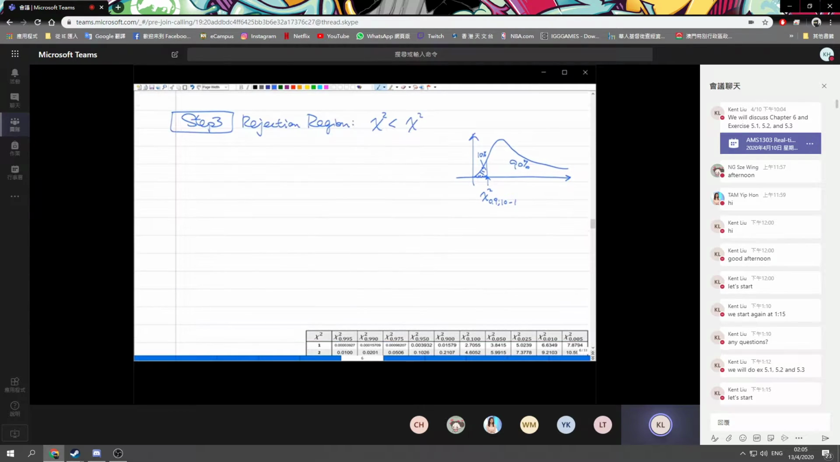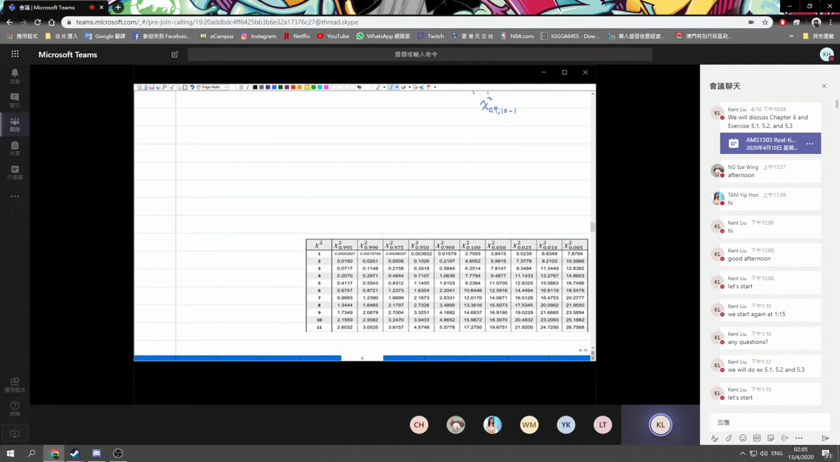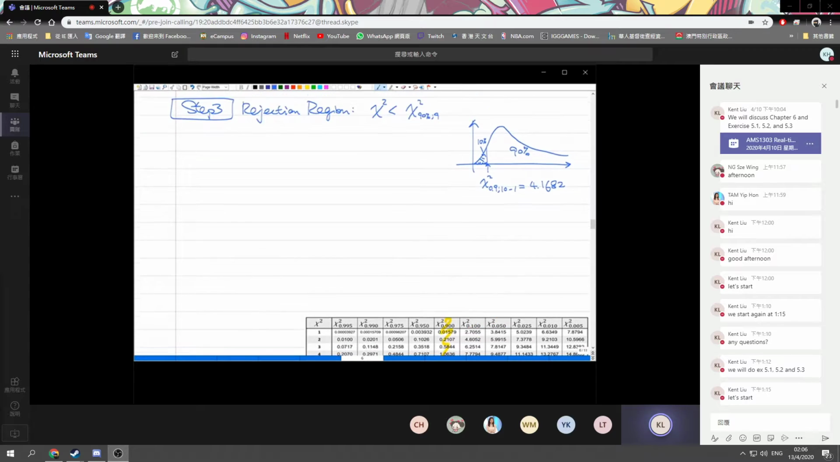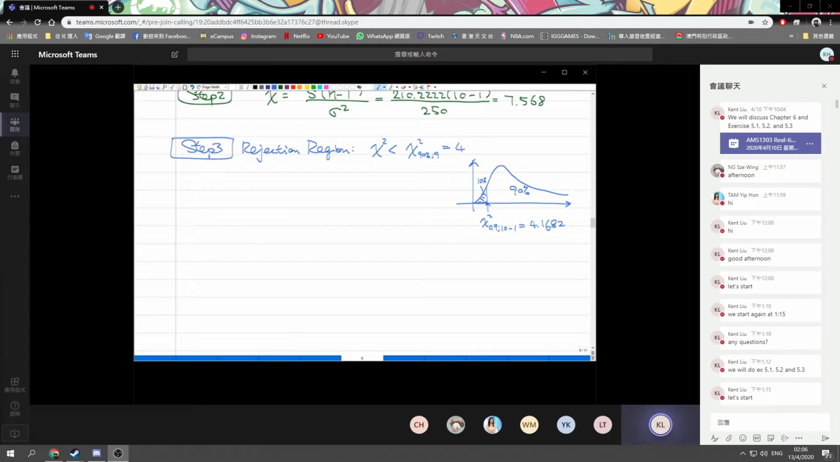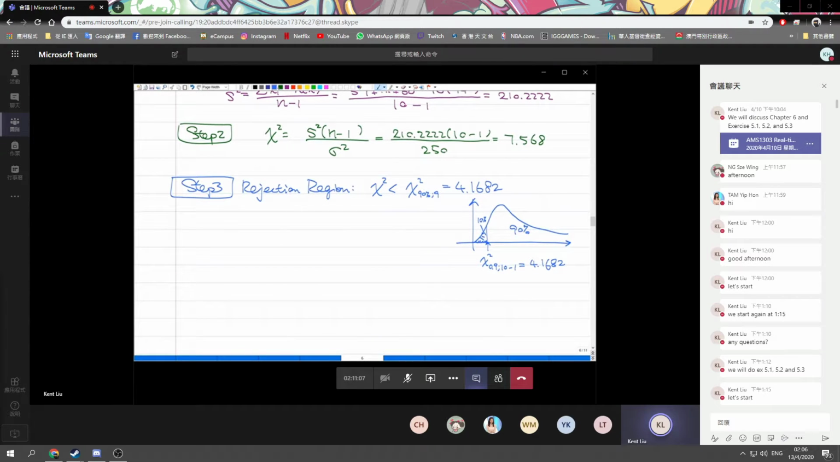Now, what is that value? 90%. So here you will go to 90%, which is this column, and then degrees of freedom 9, right? So that will be this row. So it turns out that the value is 4.1682. Now remember, you don't put the negative sign. But this one is 4.1682.